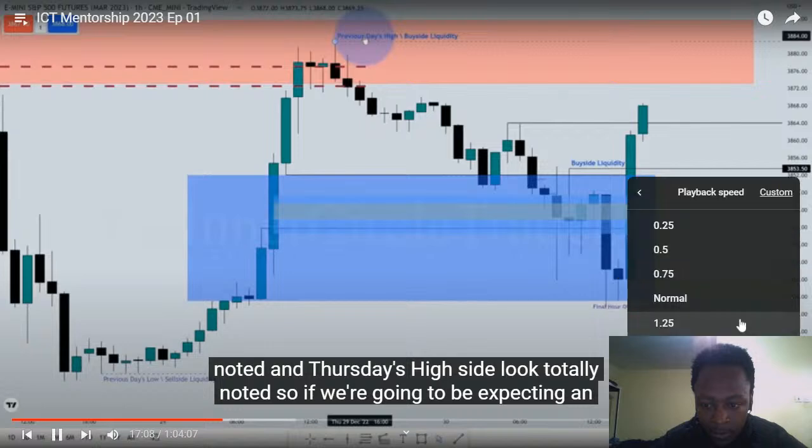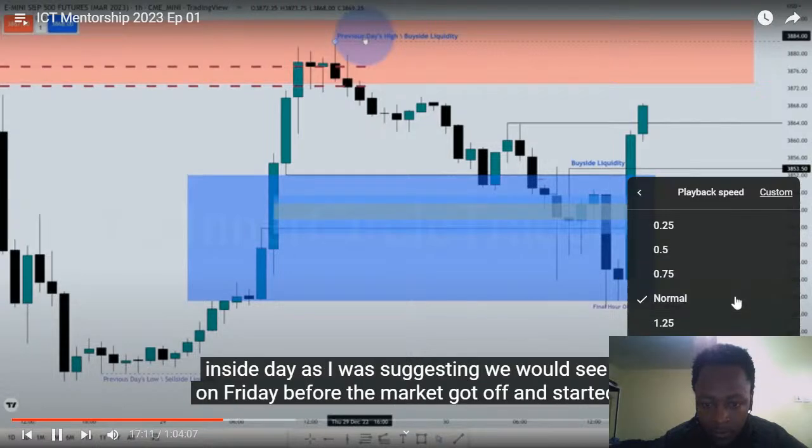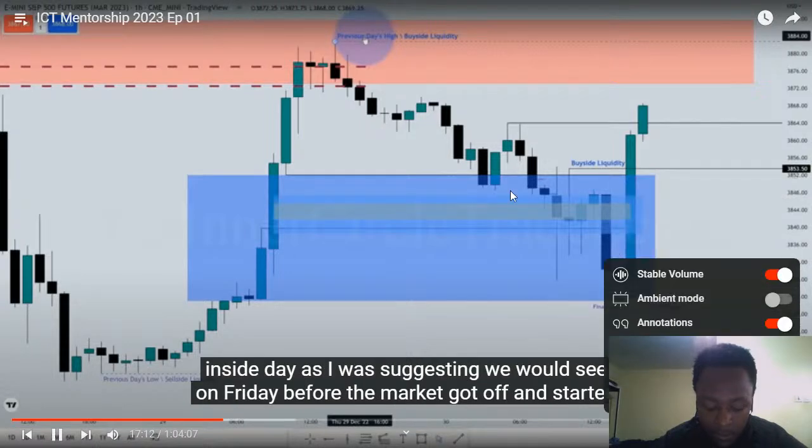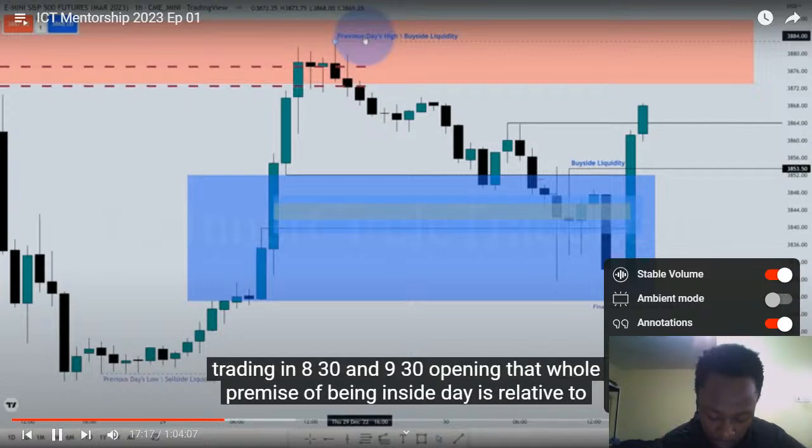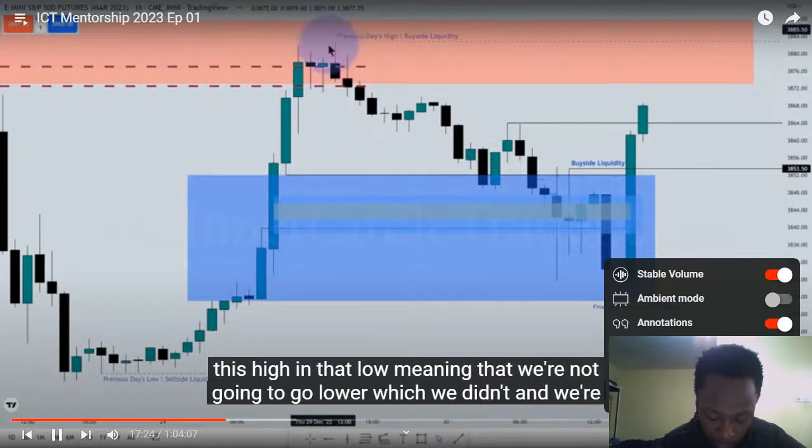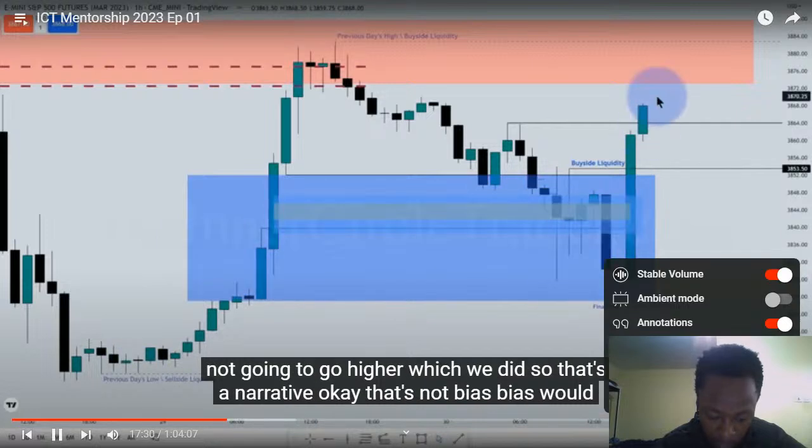So if we're going to be expecting an inside day, as I was suggesting we would see on Friday, before the market got off and started trading at 8:30 and the 9:30 opening, that whole idea of being inside is relative to this high and that low, meaning that we're not going to go lower, which we didn't, and we're not going to go higher, which we did. So that's the narrative.